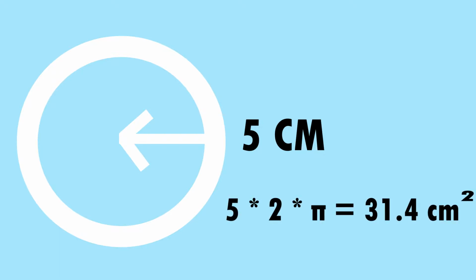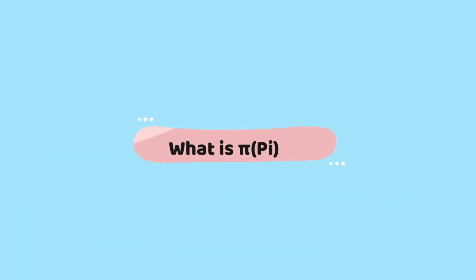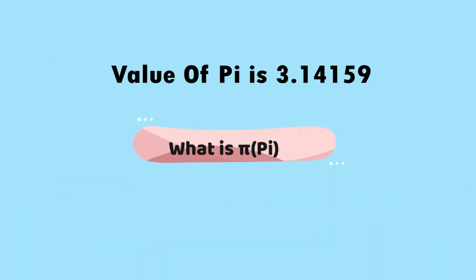For example, if the radius of our circle is 5 centimeters, to find the perimeter we need to multiply it by 2, which would be 10, and then multiply it by the value of pi, which equals 31.45. Now what is this pi? The value of pi is 3.14159 and is used in many cases in the world.